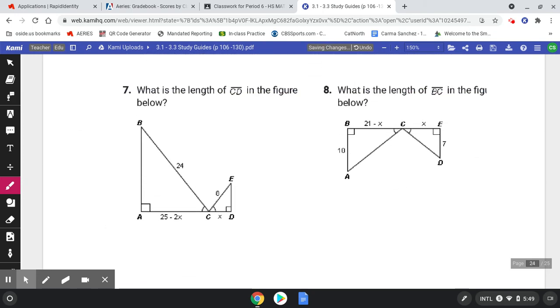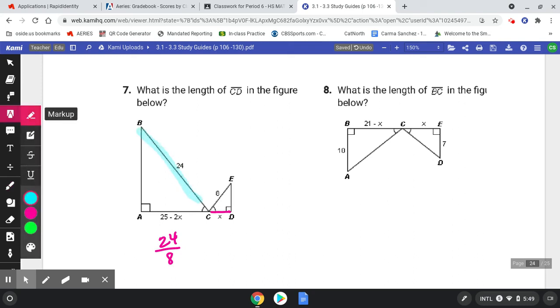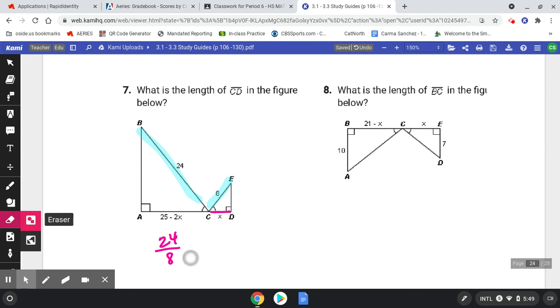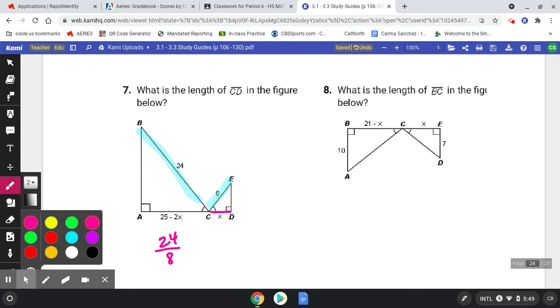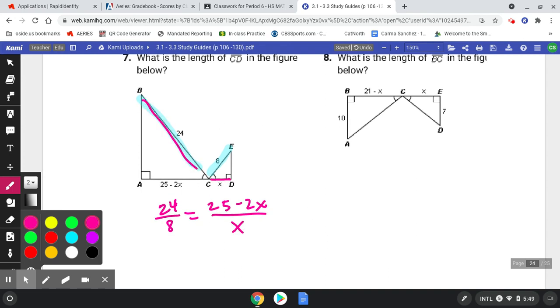Okay, last but not least are kind of like that golf ball problem, showing you this one. So what is the length of CD in the figure below? So down here, solving for x. So here I go setting up the proportion. I could say 24 is to 8. Where does that come from? Can you visualize these guys? As 25 minus 2x is to x. So I went left is to right as left is to right.